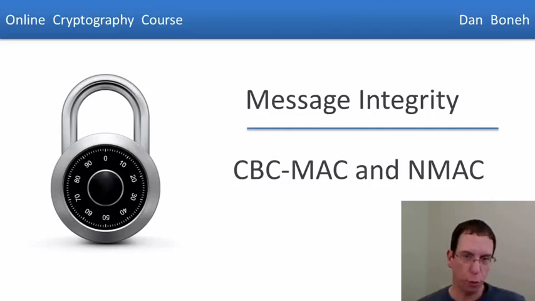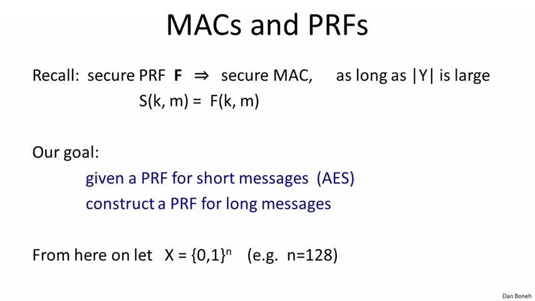In this segment, we're going to construct two classic MACs, the CBC MAC and the NMAC. Recall that in the last segment, we said that if you give me a secure PRF, then that secure PRF can actually be used to construct a secure MAC simply by defining the signature on a message M as the value of the function at the point M. The only caveat was that the output of the PRF F had to be large. For example, it could be 80 bits or 128 bits, and that would generate a secure MAC.